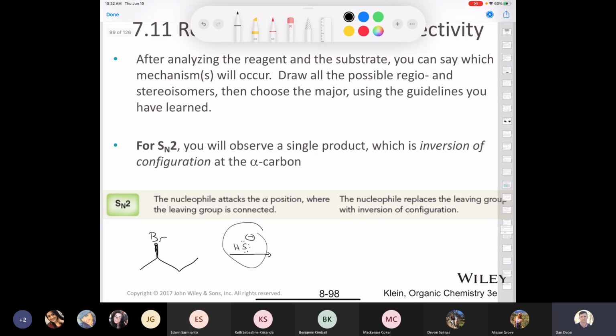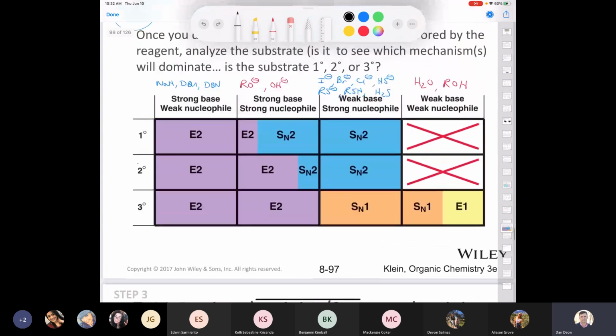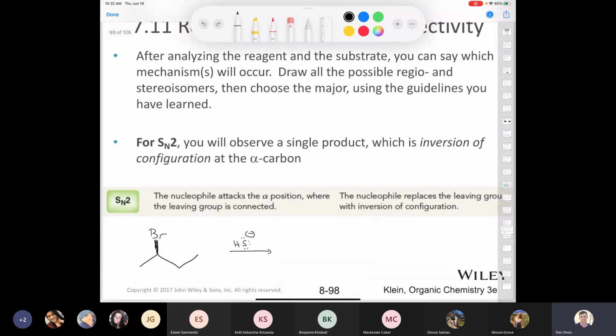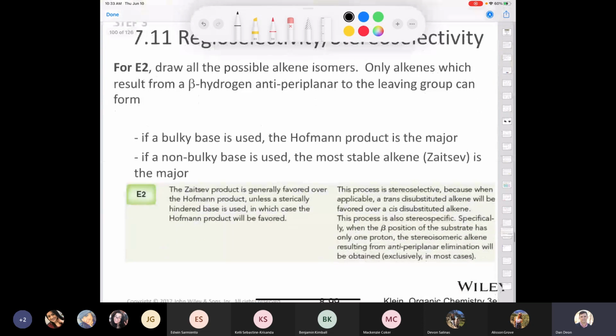We're not going to get elimination because if you go back here, you've got a secondary alkyl halide and you've got hydrosulfide. So you're going to get SN2, and that's going to proceed with inversion of configuration. So the wedge is going to flip to a dash. So I'm going to go like this, and I'm going to end up with a thiol like that. So I start with something that has the R configuration, and I end up with something that has the S configuration like that. What about an E2 reaction?